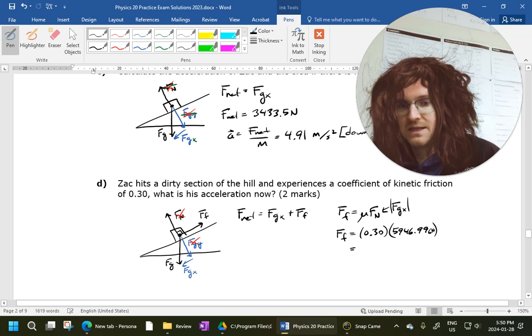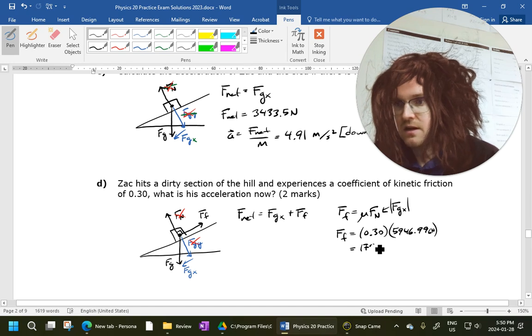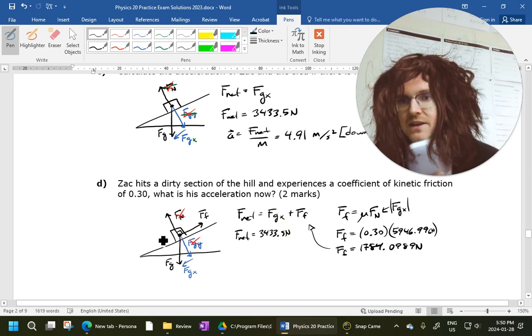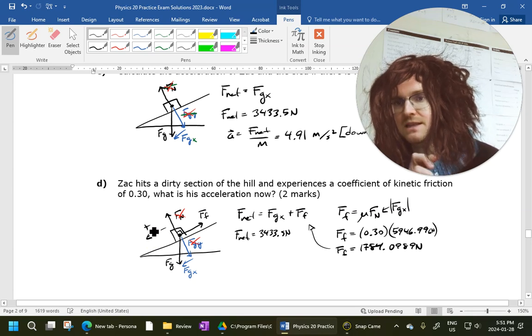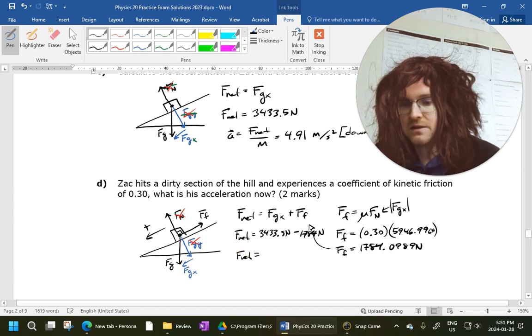Okay, so I'm going to take this number, I'm going to times it by 0.3. So there's my force of friction. My force of friction is 1784.0989 newtons or so. That's my force of friction. So I'm going to take that and put that over there. So my F net is now my FGX, which was at 3,043.5 newtons. Now I need a sign convention. I'm going to say downhill is positive because the force downhill is bigger than the force of friction here. That means my FF is a negative number, 1740 newtons. So my F net now is a bit smaller than it was before.